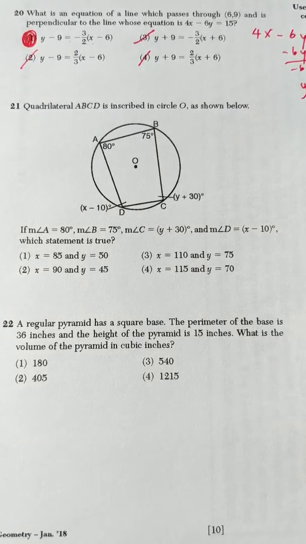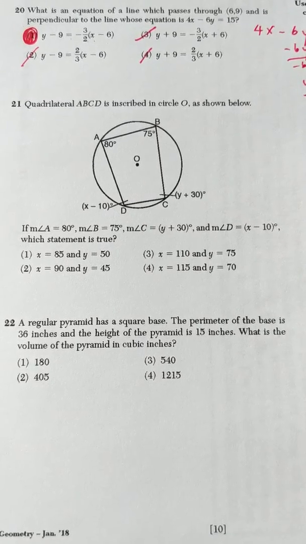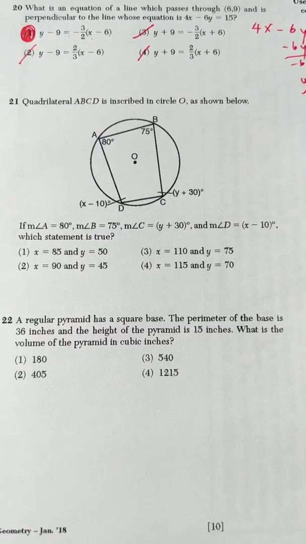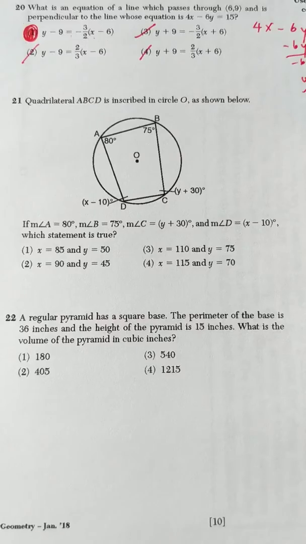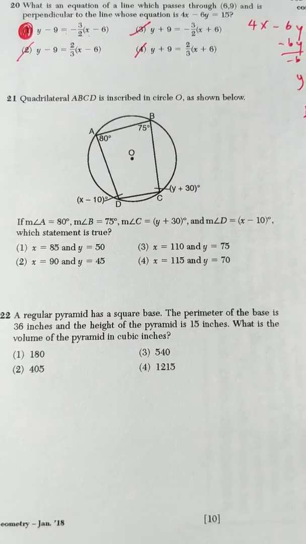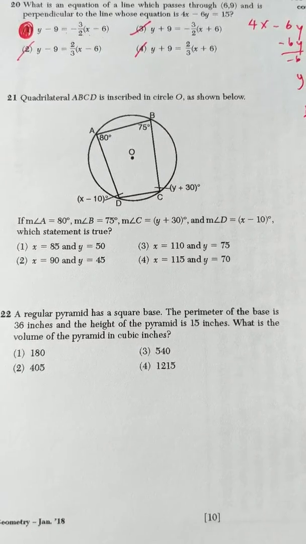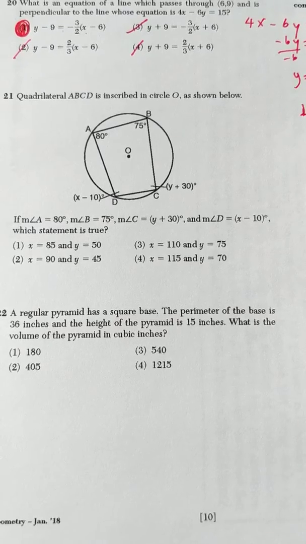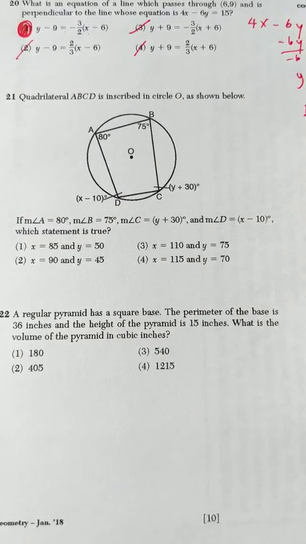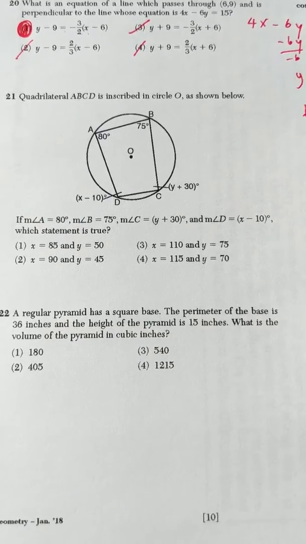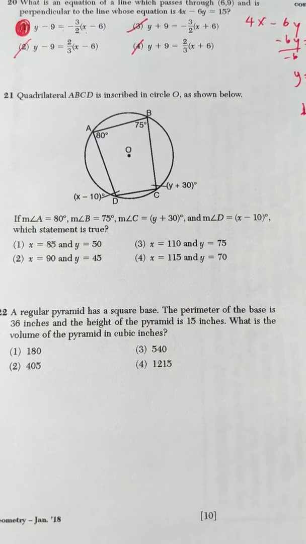January 2018 multiple choice questions 21 through 24. Number 21. Quadrilateral ABCD is inscribed in circle O as shown below. If the measure of angle A equals 80 degrees and the measure of angle B equals 75 degrees, the measure of angle C is y plus 30 and angle D is x minus 10, which statement is true?